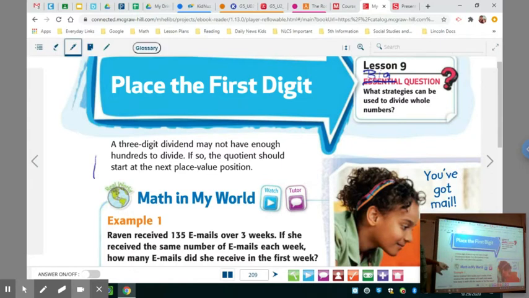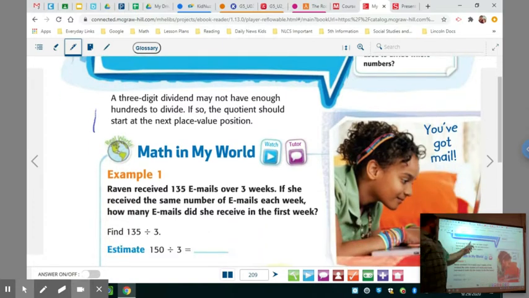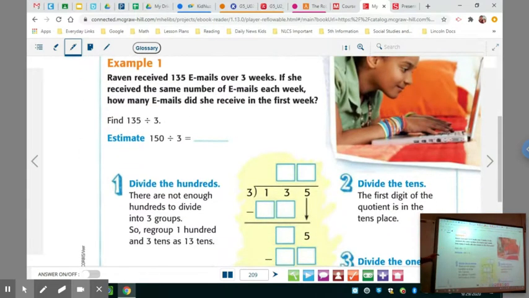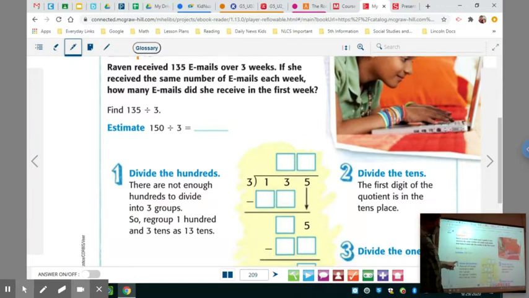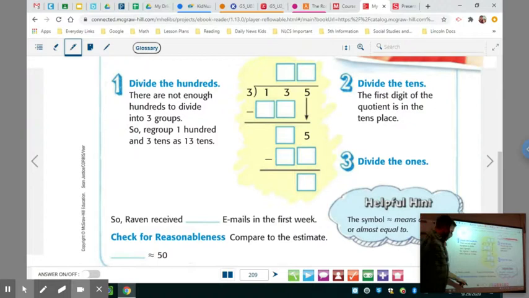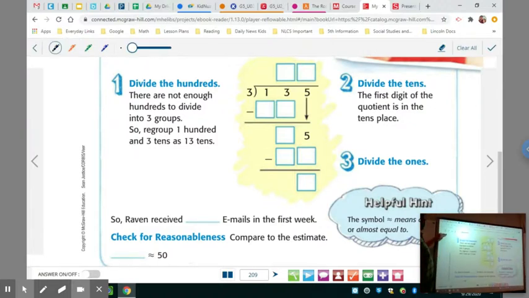So we're placing the first digit. A 3-digit dividend may not have enough hundreds to divide. If so, the quotient should start at the next place value position. Let's look at this first one. She received 135 emails over 3 weeks. If she received the same amount of emails each day, how many did she receive the first week? So again, we're dividing: 135 divided by 3. Let's look at what they're doing here. I promise you, there's really nothing that different, other than you just move over a spot.